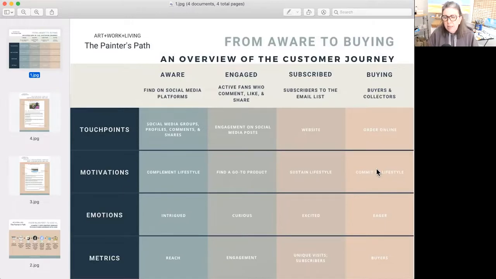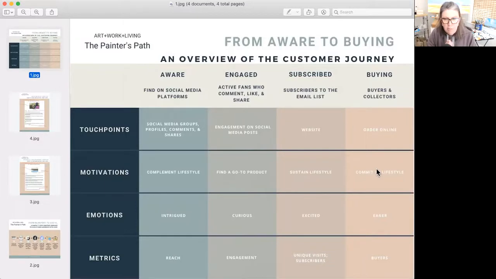And the reason that they are attracted is that there is that alignment between your lifestyle, what you value, and what they value. At this stage, they're getting quite excited about what you have to offer. It's something that is important to them, and they want to know more. They want to follow you on your journey. You can measure this by the number of unique visits on your website and the number of subscribers that you have. Both numbers are important.